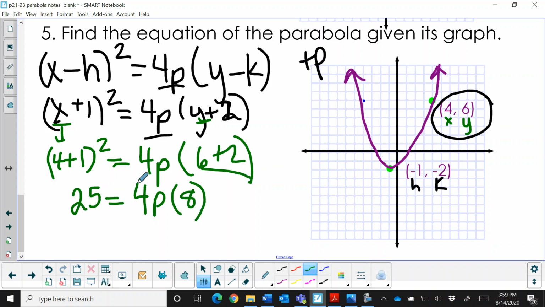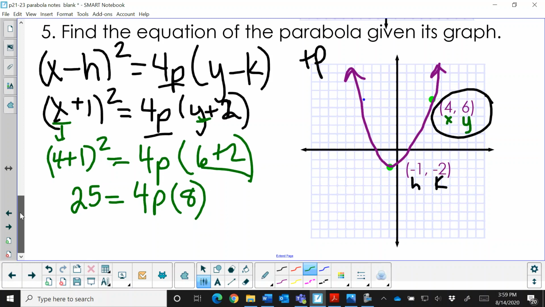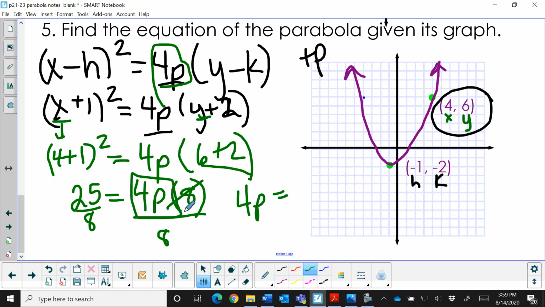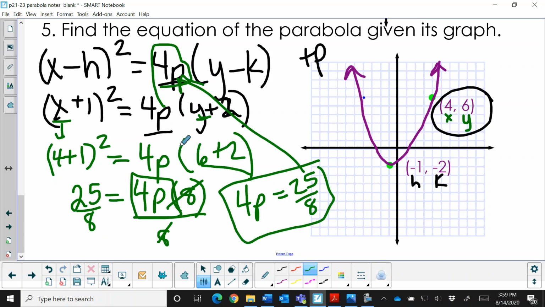Now, you're going to be tempted to multiply 4 times 8 and get 32. I'm going to tell you, please don't do that. You're going to make your life harder. We need 4p for our equation. So let's just solve for 4p. So let's divide both sides by 8. So that means 4p is equal to 25/8. And we can stop right there and just plug that in for 4p with our vertex.